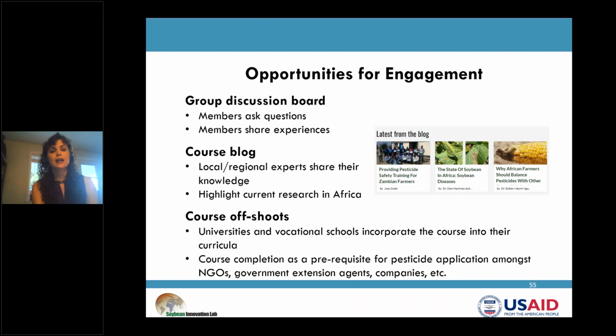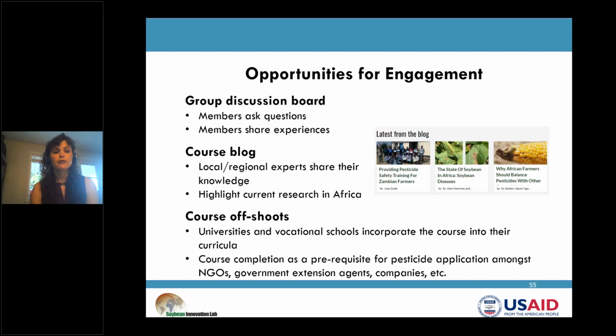The course also offers a blog, and you can see a few screenshots from the blog in the figure on the right. And these blogs are written by local and regional experts that give them an opportunity to share their knowledge. And we're always looking for more people to write blog posts. So if there's a topic you're particularly interested in or passionate about, please feel free to reach out to me. But the idea also being that we can highlight current research in Africa around issues with integrated pest management and pesticide safety.